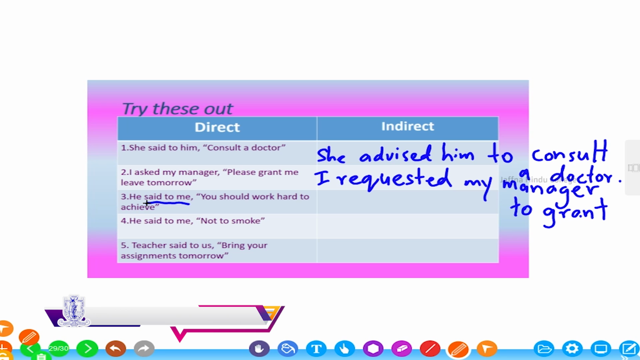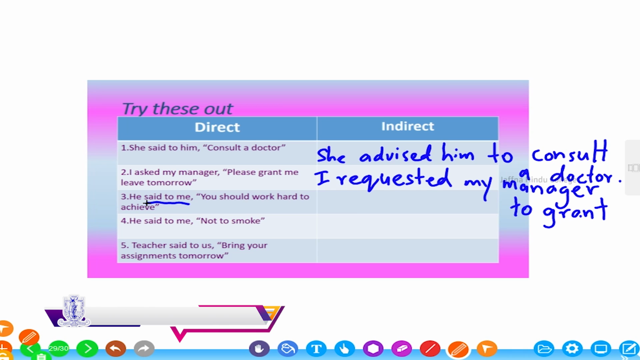The fifth one, the teacher said to us, bring your assignments tomorrow. This is an order, so we write it: the teacher ordered us to bring. This is told to us, so your is changed into our, and tomorrow into the next day or the following day.